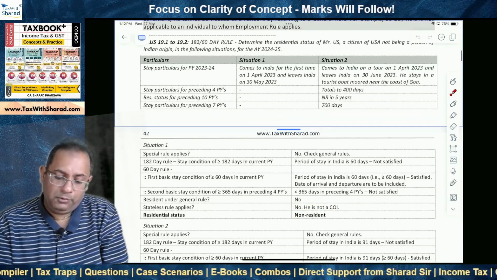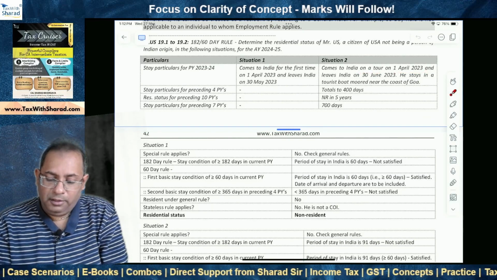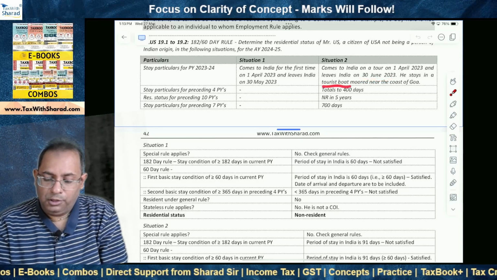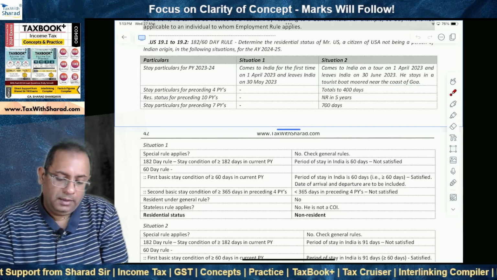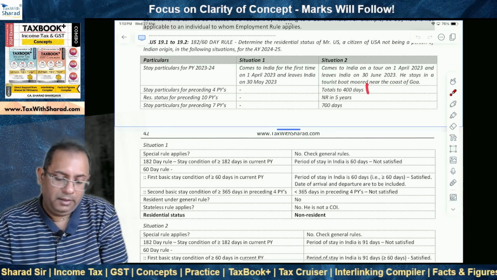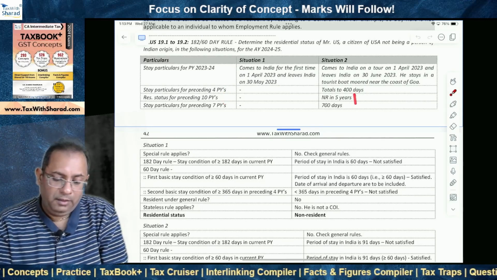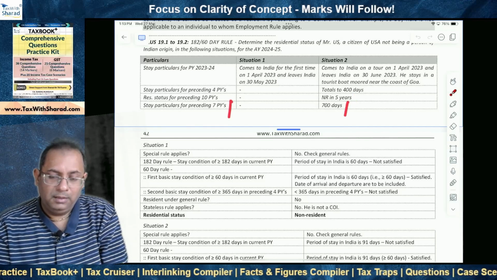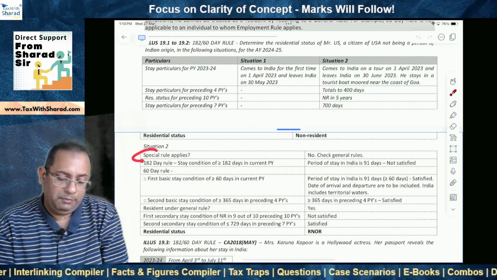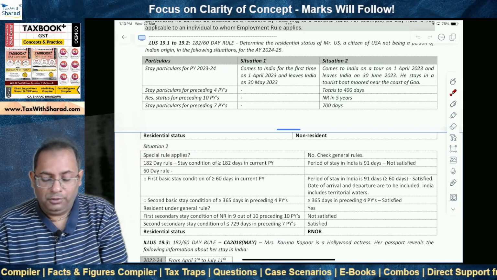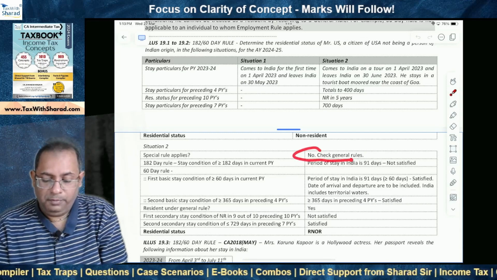Situation 2. In situation 2, Mr. US comes to India on a tour on 1st April 23 and leaves India on 30th June 23. He stays in a tourist boat moored near the coast of Goa. Stay particulars for preceding 4 previous years, 400 days. Residential status for preceding 10 previous years: non-resident in 5 years. Stay particulars for preceding 7 previous years, 700 days. So what should be the first step, to check whether a special rule applies or not? As we discussed for situation 1, same logic. He is neither a citizen of India nor a PIO, so special rules do not apply.